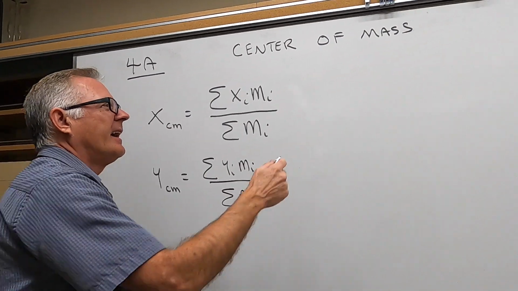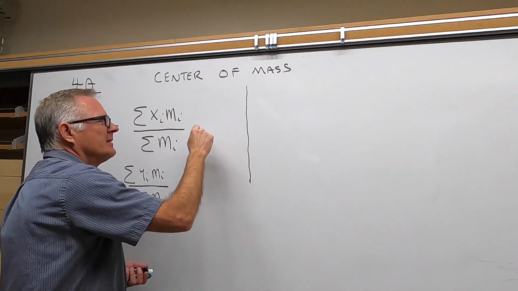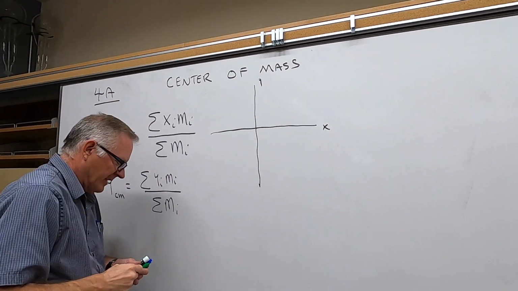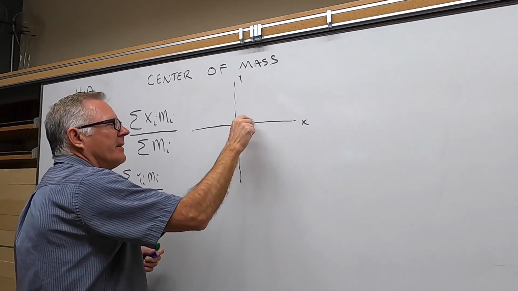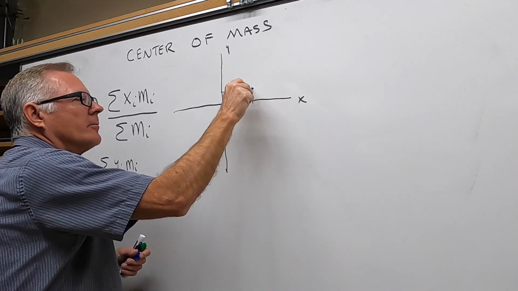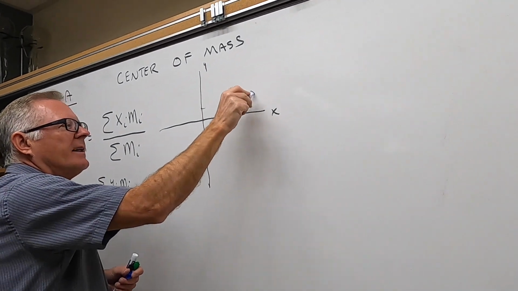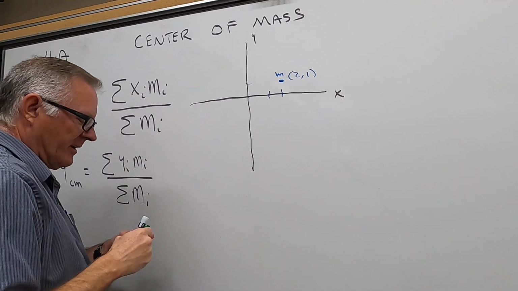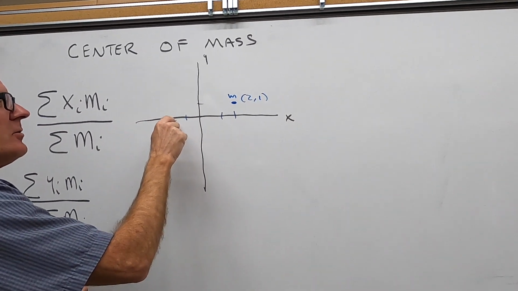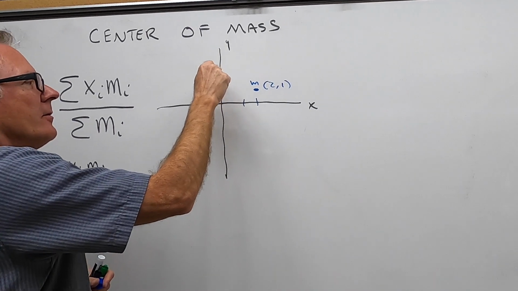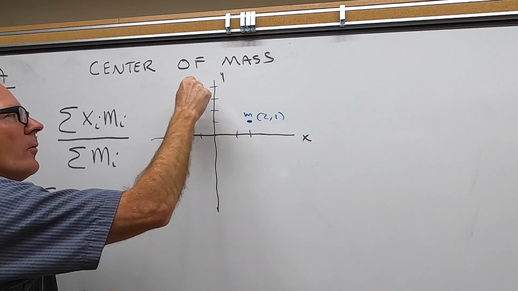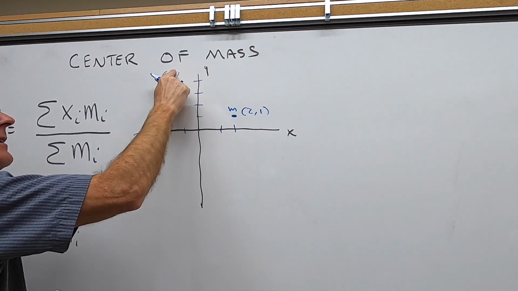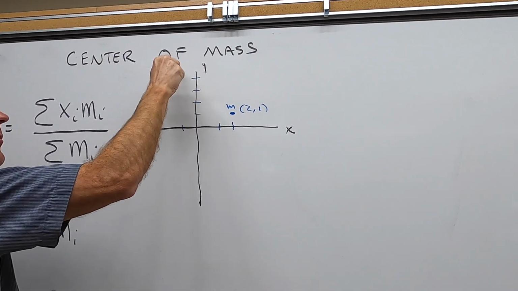So say I have some points on an xy axis, let's say you have 3 points. I have a point here, that point is at (2, 1), and let's say its mass is m. And let's say we have another point at (-1, 4).